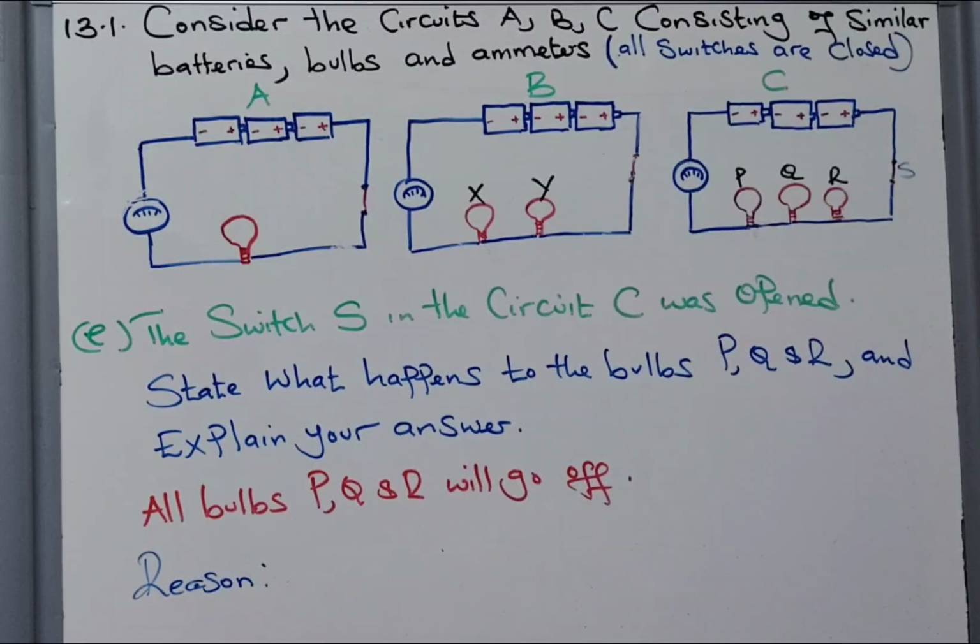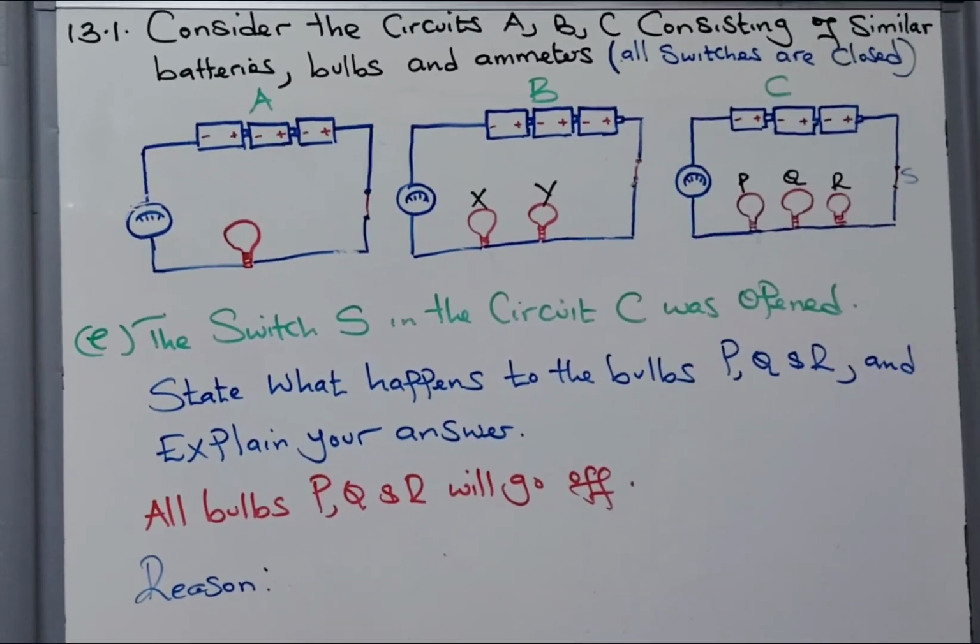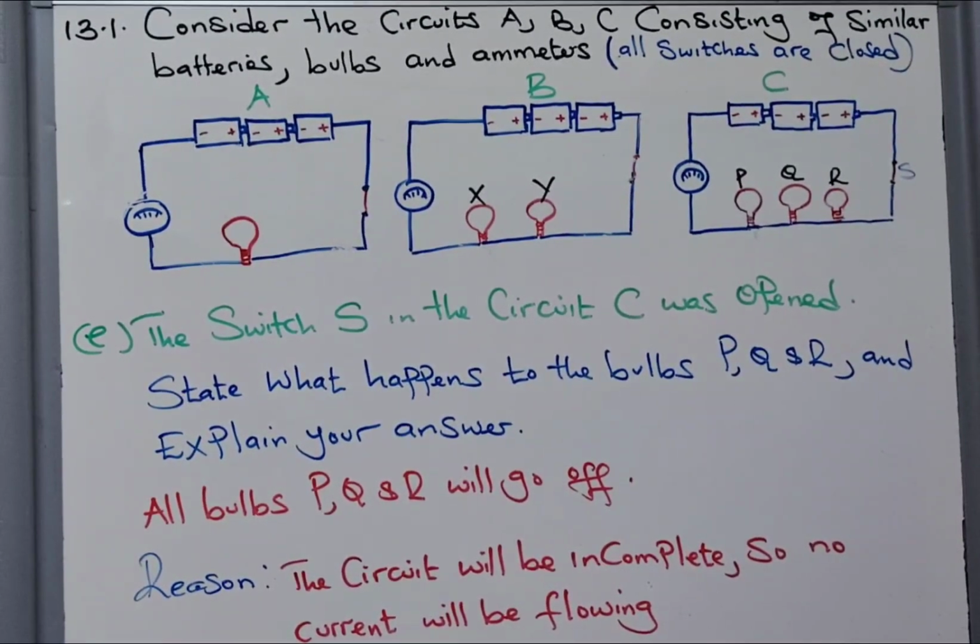So why do they go off? The reason is that when you open the switch, all the three bulbs will be in an incomplete circuit, so no current will be flowing. The circuit will be incomplete, so no current will be flowing.